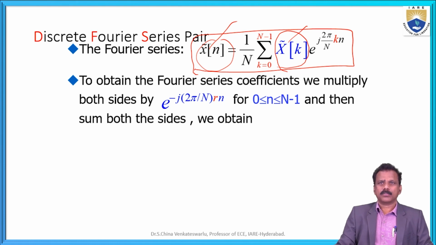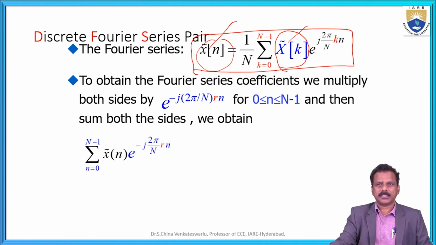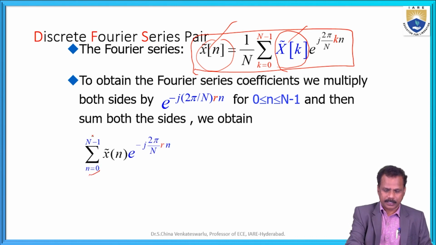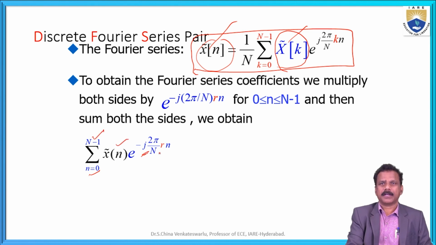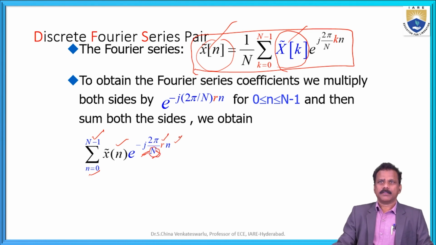and then sum both sides. We obtain the summation n equal to 0 to N minus 1 of x of n into e power minus j 2 pi by capital N into rn. So to get the Fourier series coefficients, we multiply both sides by e power minus j 2 pi by N into rn, apply this for the interval 0 less than or equal to n less than or equal to N minus 1, and then sum both sides. Okay, we obtain this value.